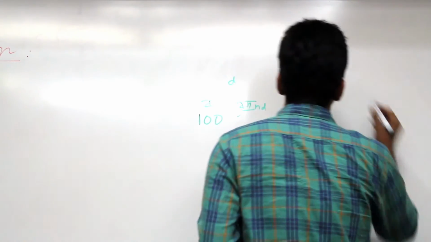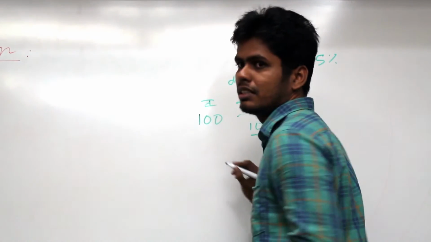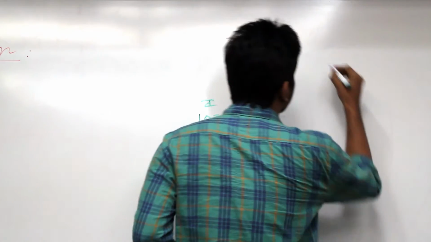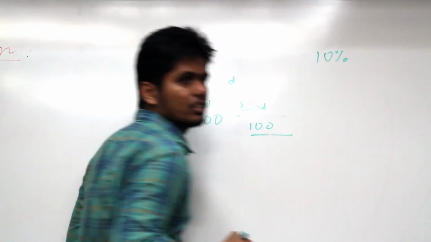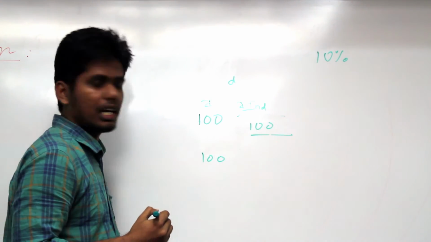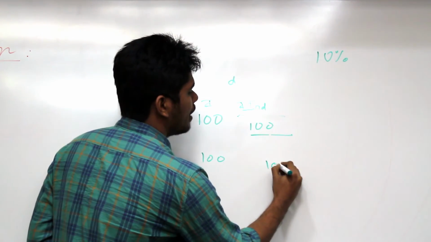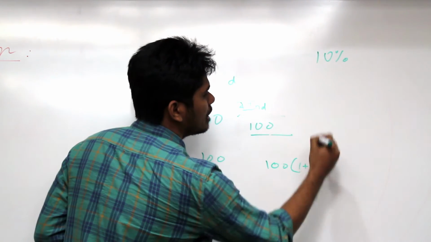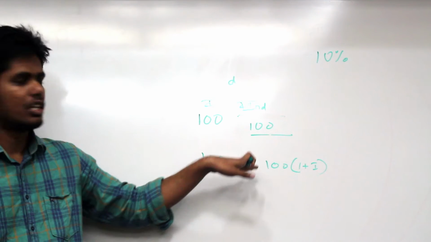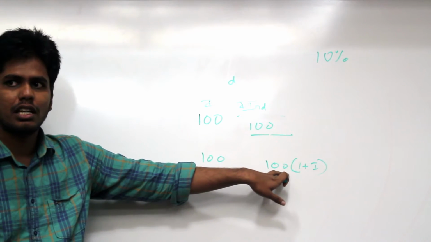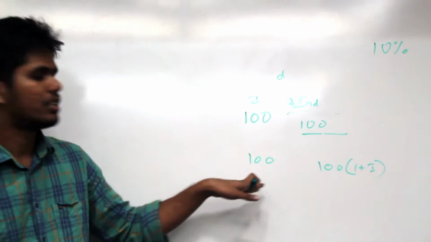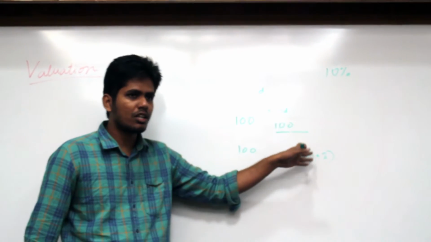Suppose 15% is the discount rate. Suppose 10% is the bank interest rate. So 100 rupees for me now will be equal to 100 into 1 plus interest rate in the future. So 100 rupees in the future will be 100 by 1 plus interest rate now.